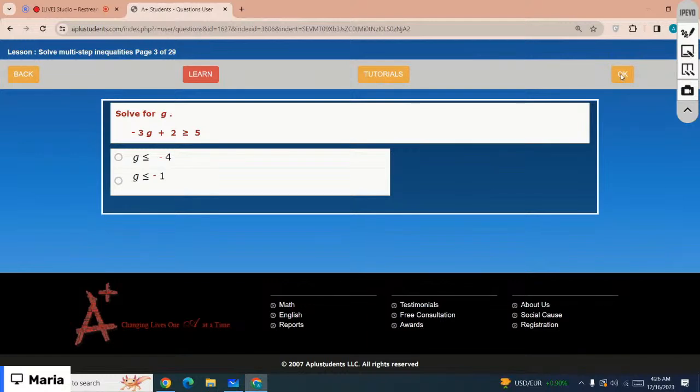Okay, solve for g. Which is the correct option? Option 1 or option 2? Use your notebook, solve, and then write the answer in the chat box. Do not guess the answers. Which is the correct option? Yes, the correct option is g is less than or equal to negative 1, right?